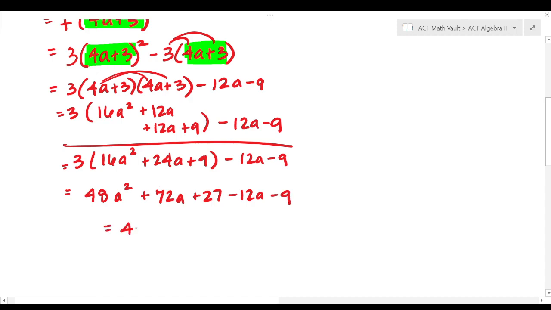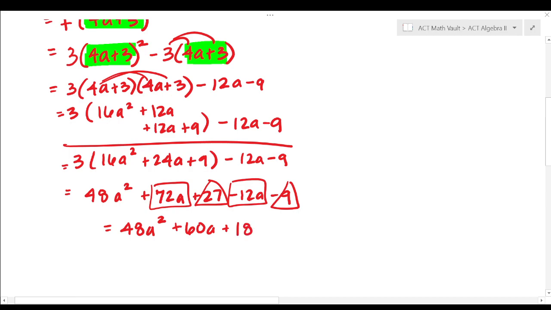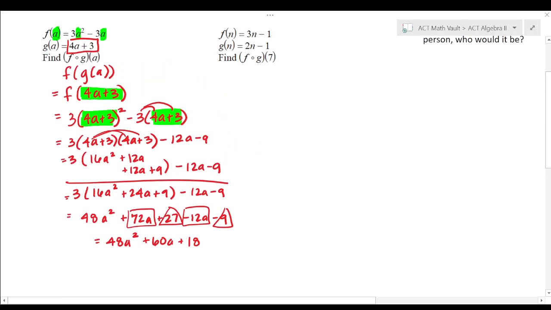And simplify 48a squared. Combine the like terms. These two match. So that's going to be plus 60a. And then these two match. That is going to be plus 18. Okay. So I can leave my answer like that. I could technically factor something out, but I don't really need to.